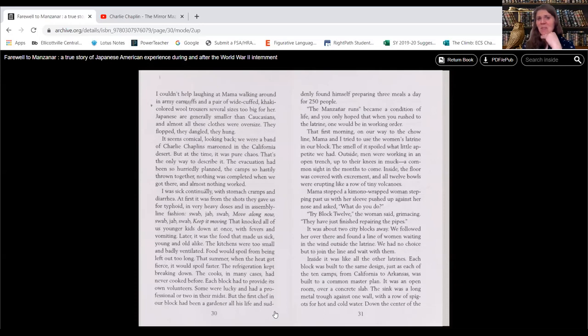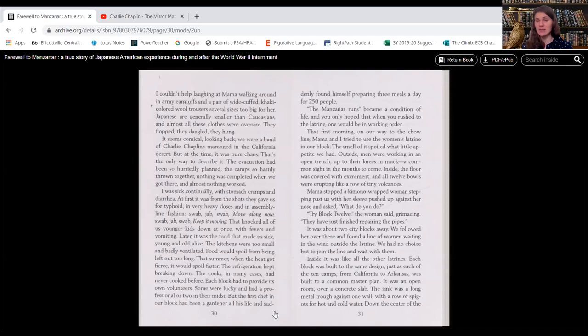Mama stopped a kimono-wrapped woman stepping past us, her sleeve pushed up against her nose, and asked, "What do you do?" "Try block 12," the woman said, grimacing. "They have just finished repairing the pipes." It was about 2 city blocks away. We followed her over there and found a line of women waiting in the wind outside the latrine. We had no choice but to join the line and wait with them. Inside, it was like all the other latrines.